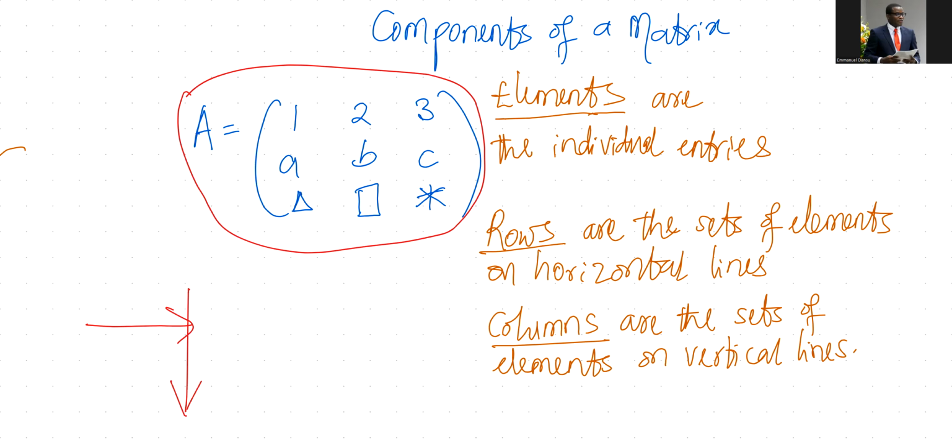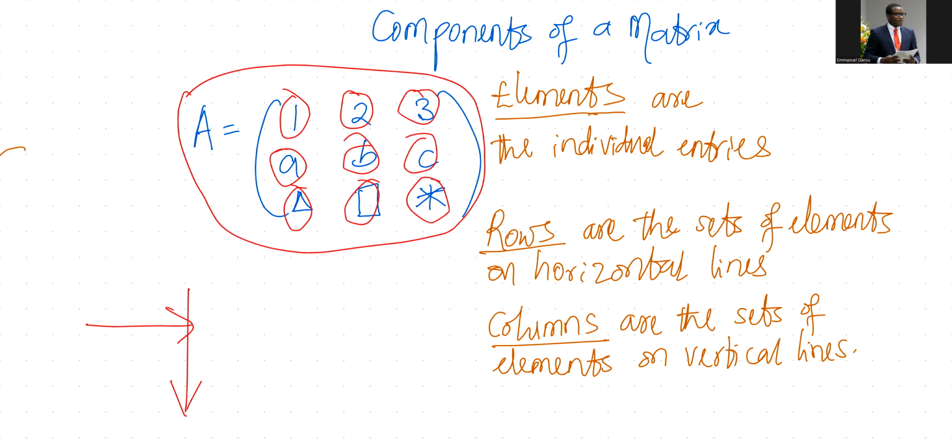Now, talking about the components of a matrix, you need to know about the elements of a matrix, which are the individual entries of a matrix. So in this case, the individual entries of this matrix are 1, 2, 3, A, B, C, triangle, rectangle, and star. So those are the elements of this matrix.